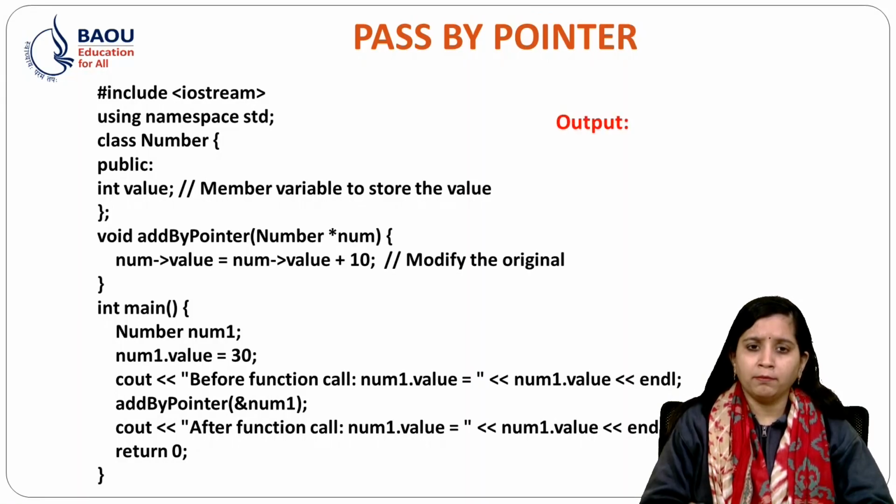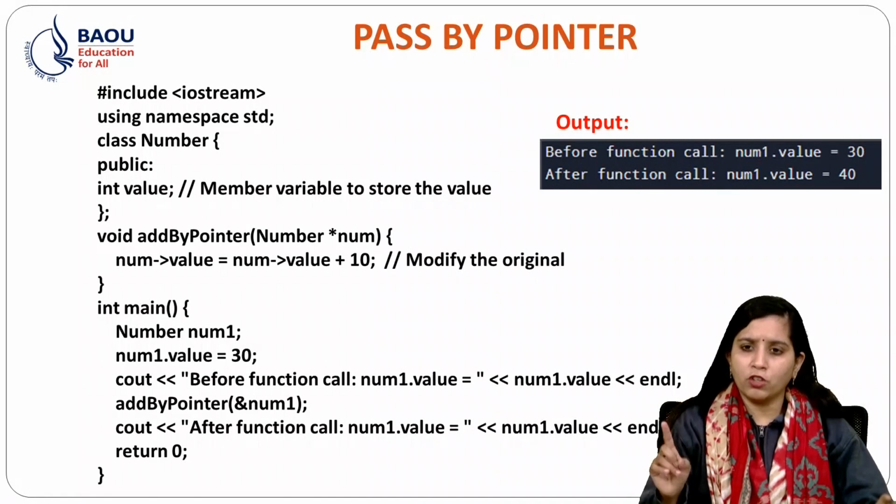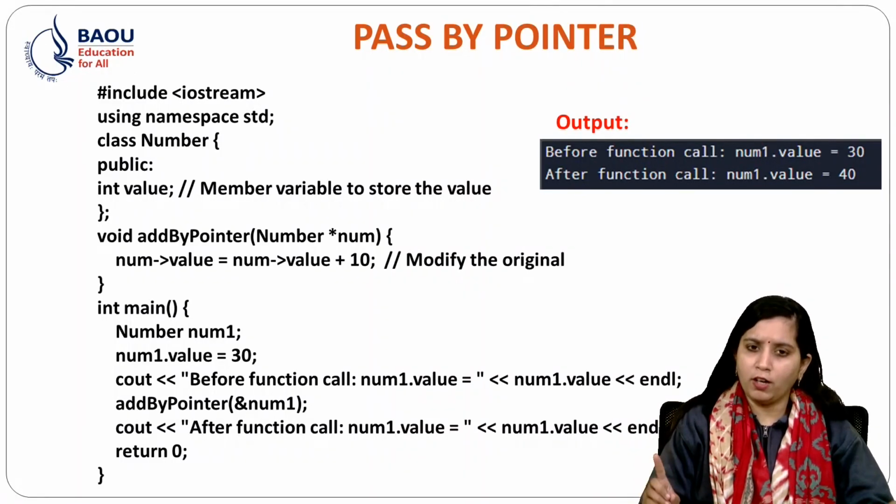So when I compile this program, what I will get is my output. Before function call, num1.value is equal to 30. After function call, num1.value is 40.